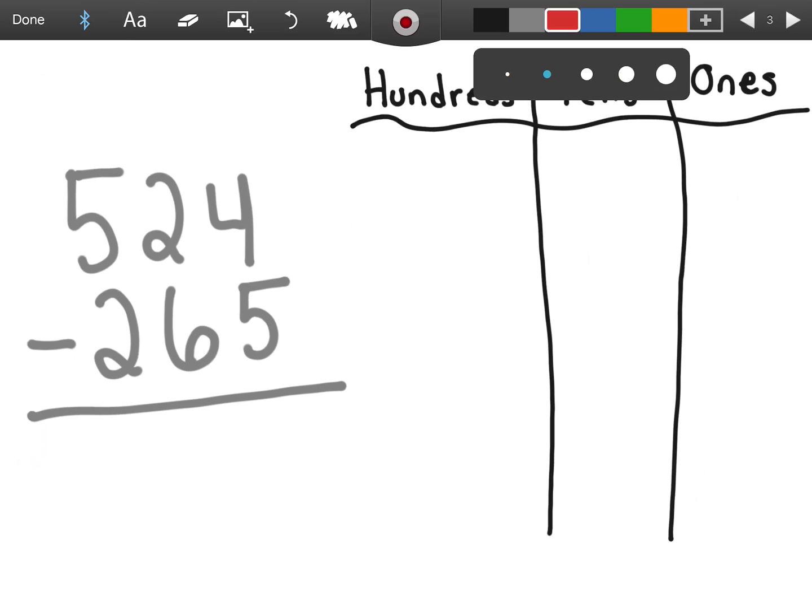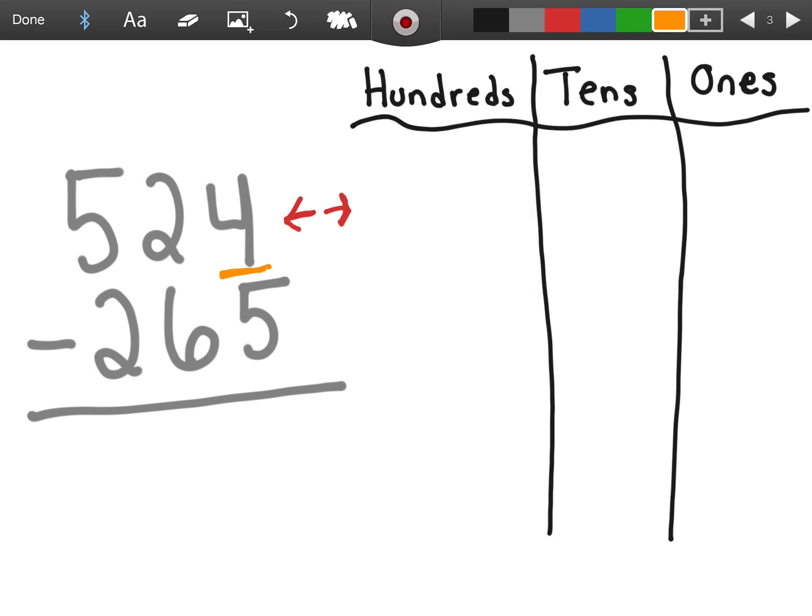So we're going to use our handy-dandy hundreds, tens, and ones chart and draw this in. I want you to think about 524, how many ones, tens, and hundreds are in that number. I know that there are 4 ones in this number, so I'm going to go ahead and draw that. I know that there are 2 tens in this number, so I'm going to draw that. And I know that there are 5 hundreds.